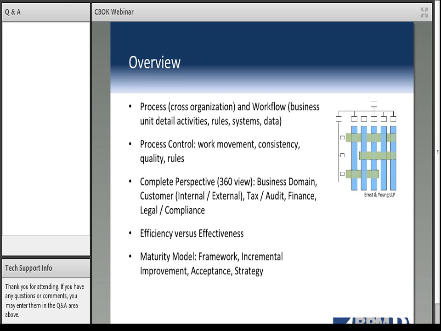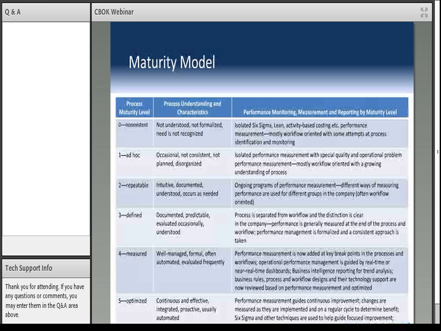And the last point on the overview is the aspect of the maturity model. So I'm going to move to that next. Let me see if there are any questions so far. Nope. Okay, so let's go to the maturity model.